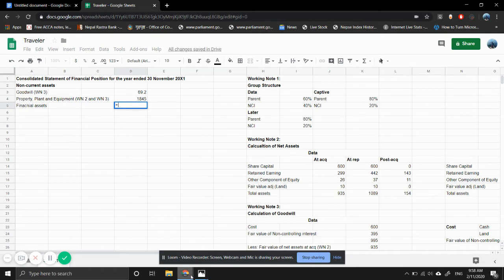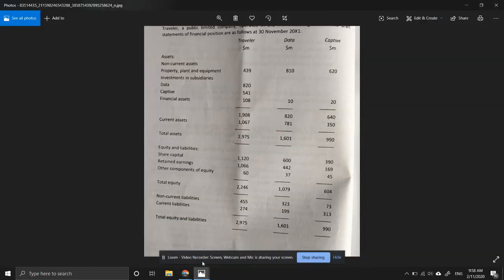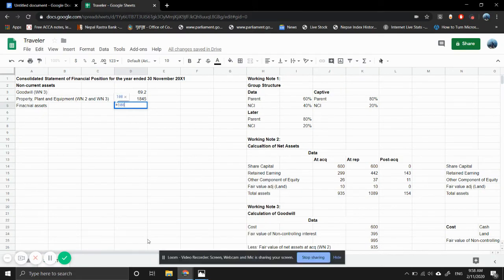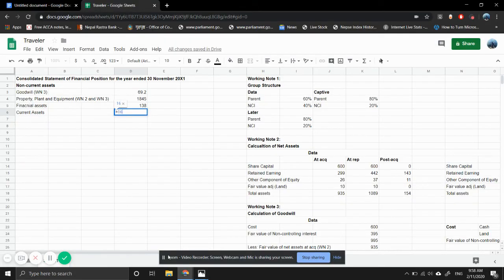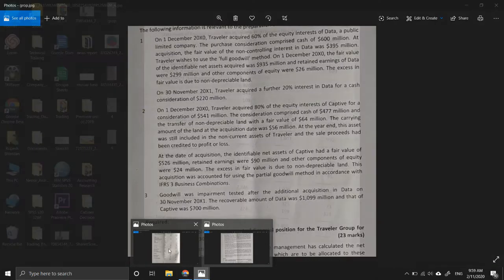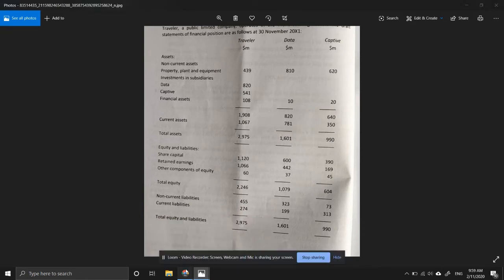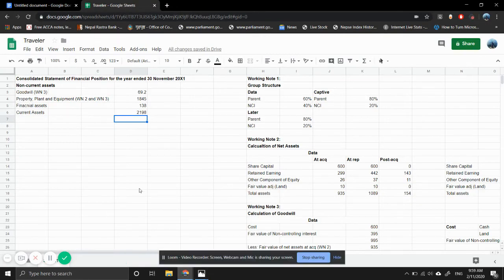I don't think there is any adjustment for financial assets, so it's pretty easy. 108 plus 10 plus 20, right? And then after that, current assets, right? No PURP, nothing else. Pretty easy as well. 1067, 781, 350. 1067 plus 781 plus 350, right? 781, okay. Good. So what will be our total assets?